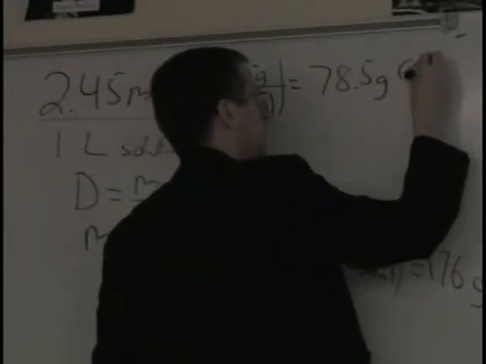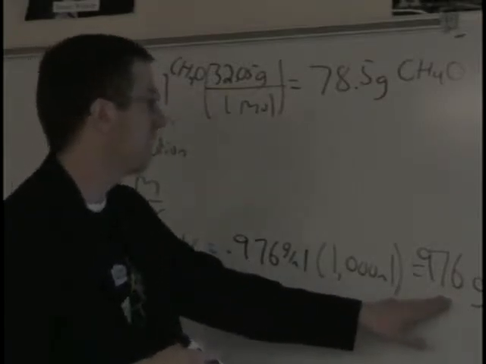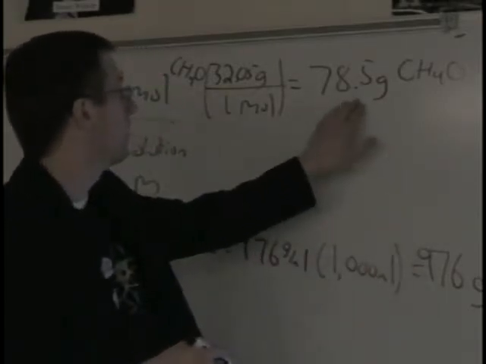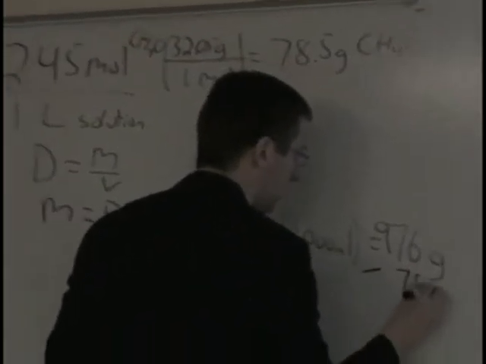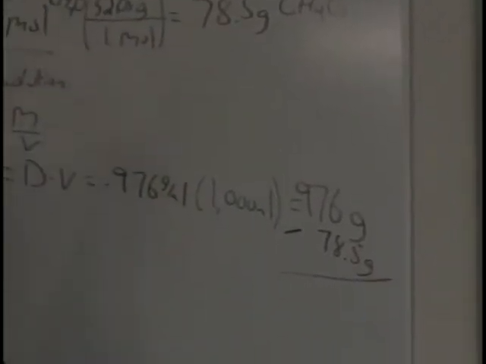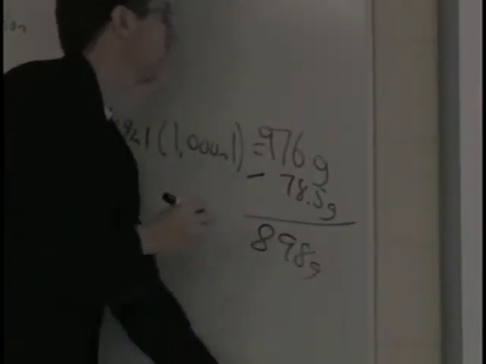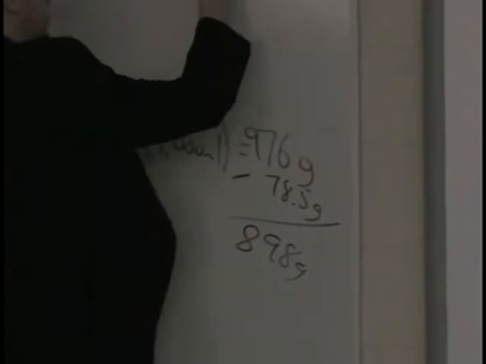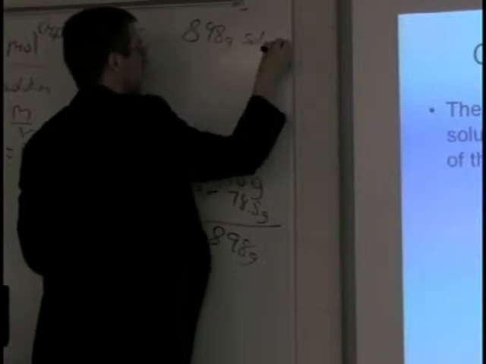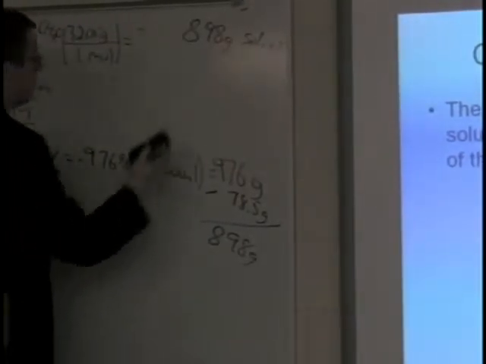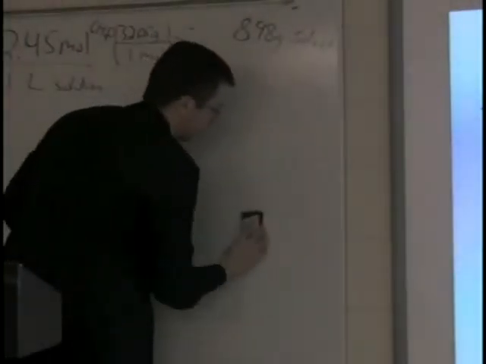of methanol, CH4O. My total solution is 976. The solute is 78.5. I'm going to subtract the two. And when I subtract the two, if I round off, I'm going to get 898 grams. So now, again, I'll rewrite it up here, 898 grams of just the solvent. Now that I know my grams of solvent, I know my moles of solute, now I can divide the two.